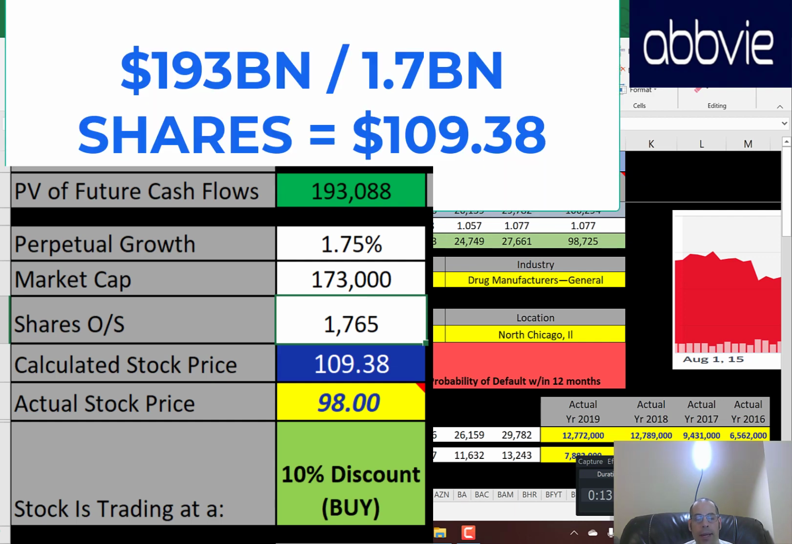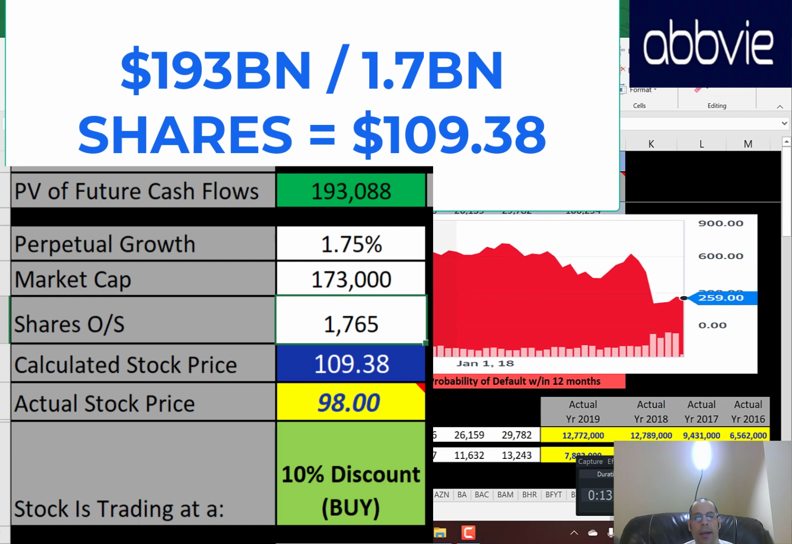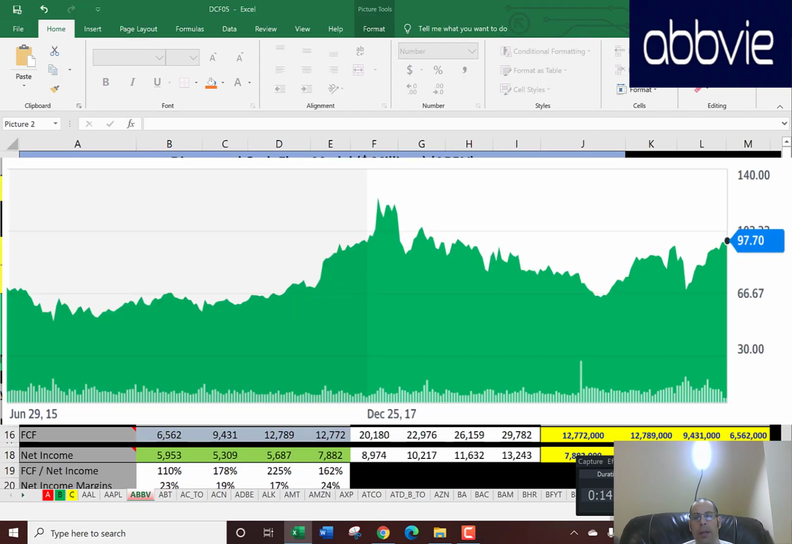And when we divide that number by 1.7 billion shares outstanding, we get an intrinsic stock price of 109. It's trading at 98, so it's trading at a discount. It's a 10% discount, so it's a buy according to the model. Historically, the stock has traded, it looks like, in the 80s and 90s for a while. It looked like it peaked about 120 two to three years ago. So it's been trading pretty close to intrinsic value.